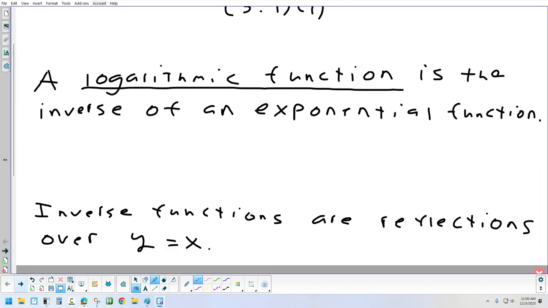And whenever you graph two functions that are inverses, they are mirror images of each other. But not mirror images over the x-axis or the y-axis. That's how we think of mirror image, like reflections a lot. They are mirror images over the line y equals x. Okay. And I've got a picture. I'm going to show you an exponential, and then I'll show you a log.